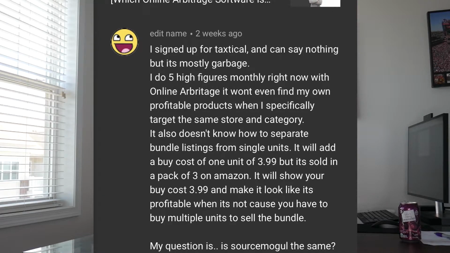It will add a buy cost of 1 unit of $3.99, but it's sold in a pack of 3 on Amazon. It will show you your buy cost $3.99 and make it look like it's profitable when it's not, because you have to buy multiple units to actually sell that bundle. My question is, is Source Mogul the same?